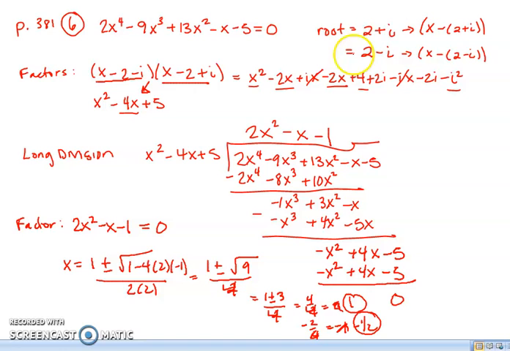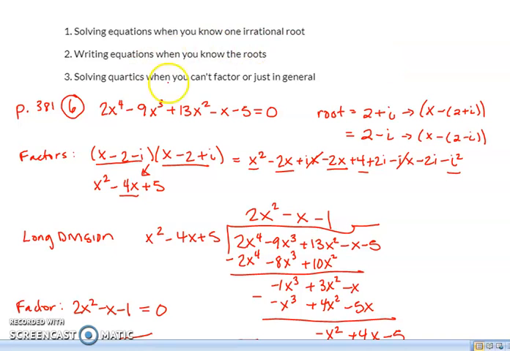Now, if they didn't give me an irrational root and I could use my calculator, what I would do for this question 6 is kind of answering the third question up here. How do I solve quartics in general when I can't factor? I cannot solve quartics in general when I cannot factor. Even if they gave me these two, I really didn't have to go through this whole process. I could use my calculator.